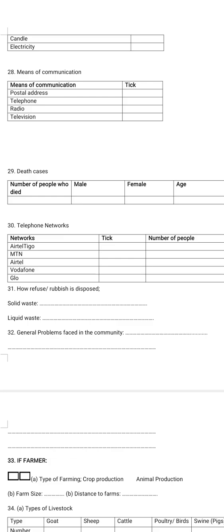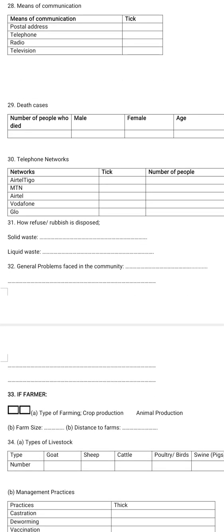Death cases, mortality rates: the number of people who have died in the community. Sorry, in their house. Is it both male and female? They indicate it, and their age too. If nobody has died, indicate it as zero.